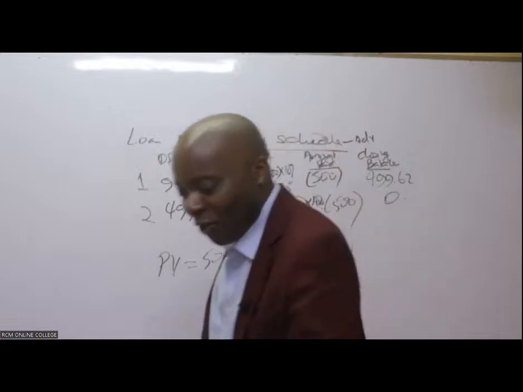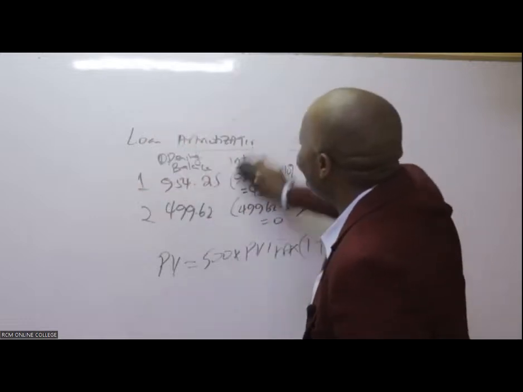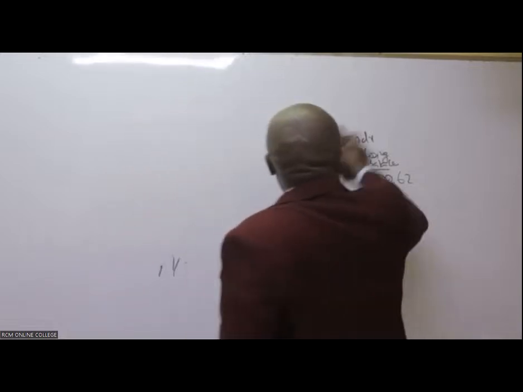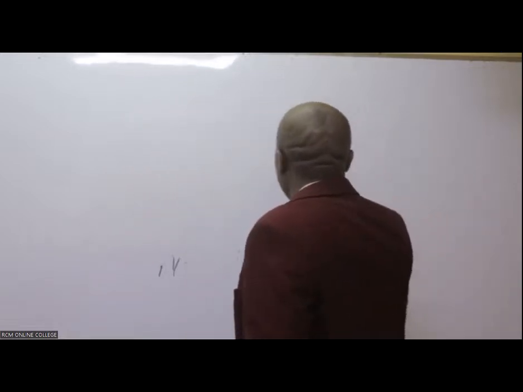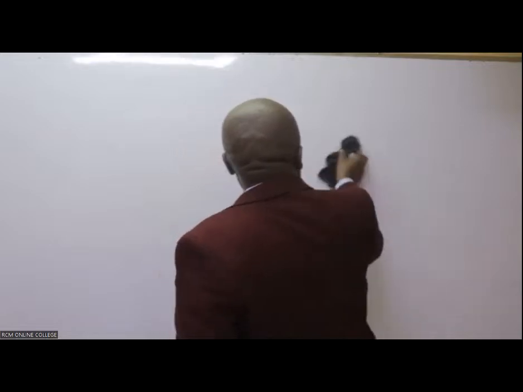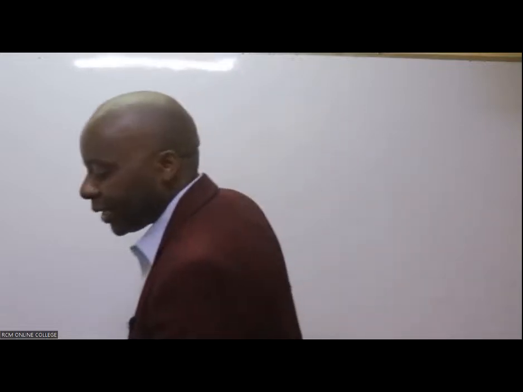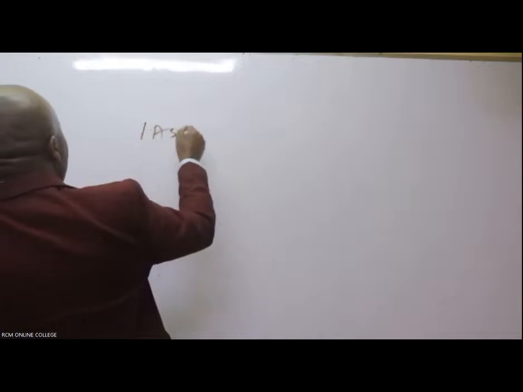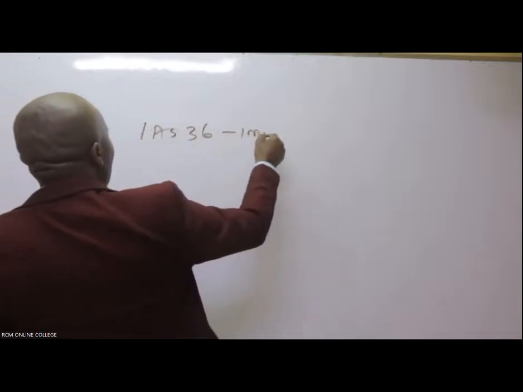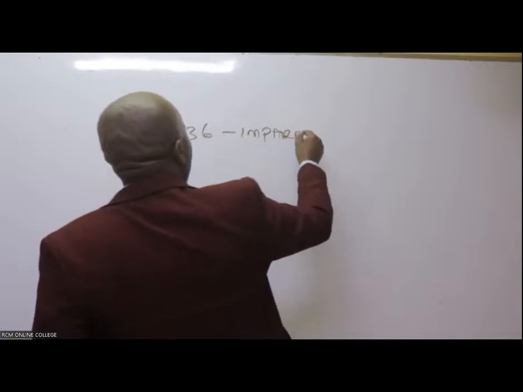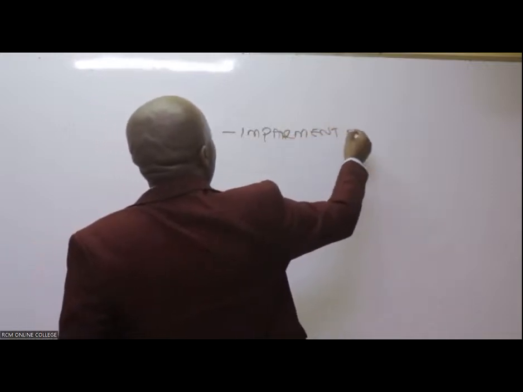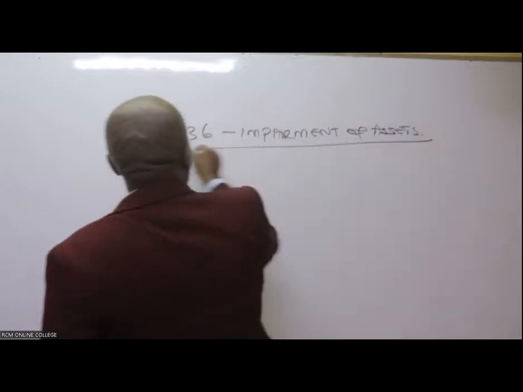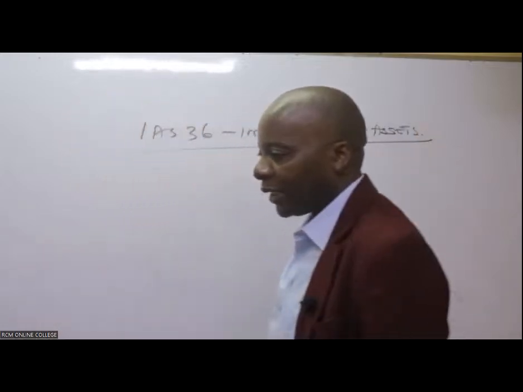Thank you so much. So I'm going to the most important standard called IAS 36. IAS 36, impairment of assets. IAS 36 is what we call impairment of assets.